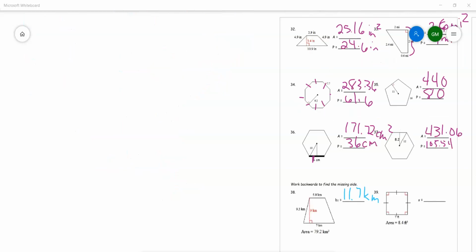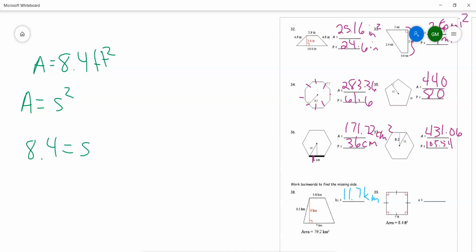Right, number 39 is a square that has an area of 8.4 feet squared. And it wants us to find the side length. We know that the area of a square is just side squared. So if we have 8.4 is equal to side squared, we're trying to find the side, we're just going to take the square root of 8.4.